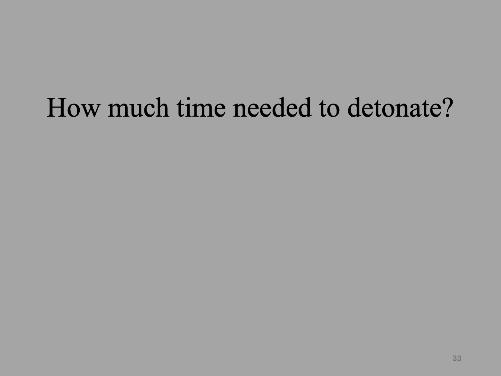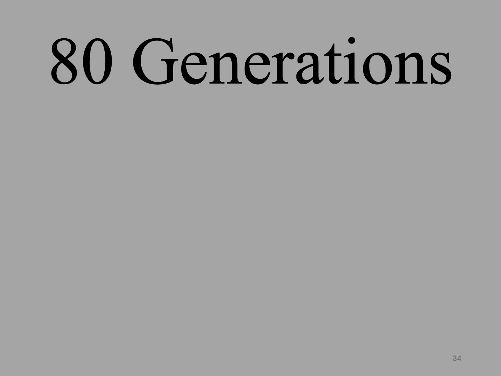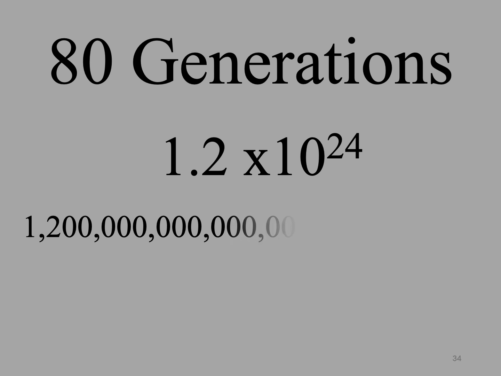How much time will it take during the detonation to achieve this result? Using very fancy calculations, it was determined that 80 generations of fission reactions were needed to get a 20-kiloton explosion. How big is 80 generations of fission reactions? It's equal to 1.2 times 10 to the 24th power. How big is that number? It's 12 with 23 zeros after it. That's a big number. I don't even know what this number is called.